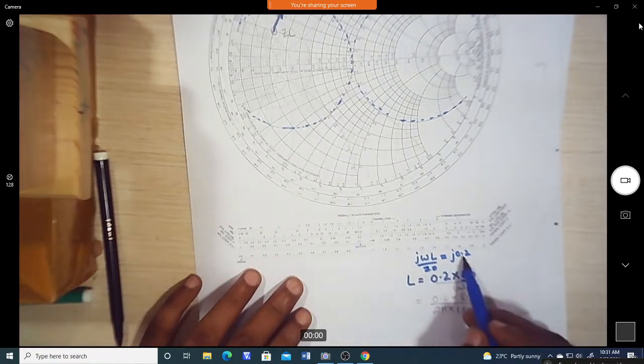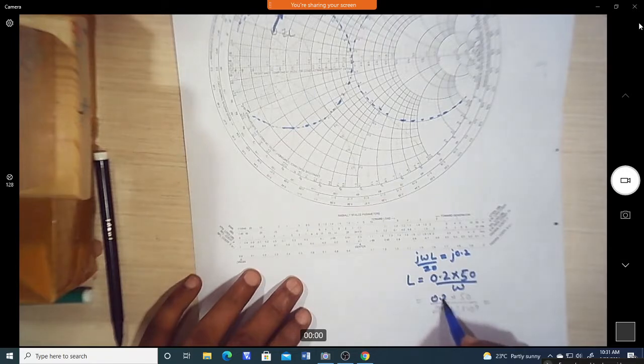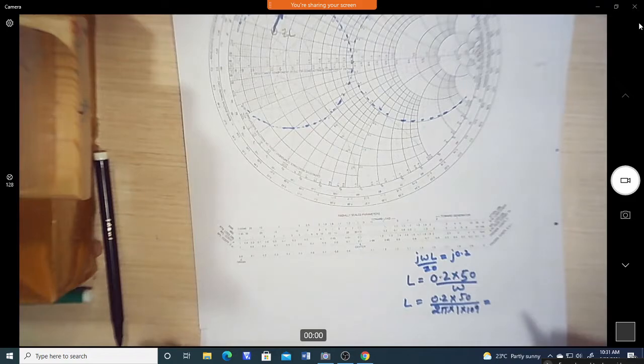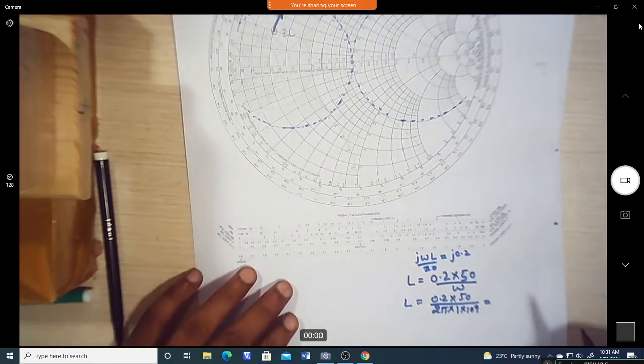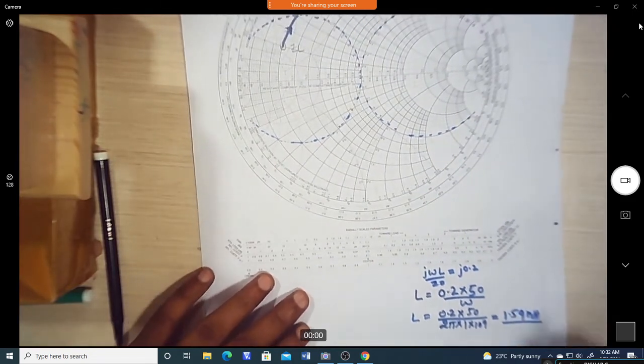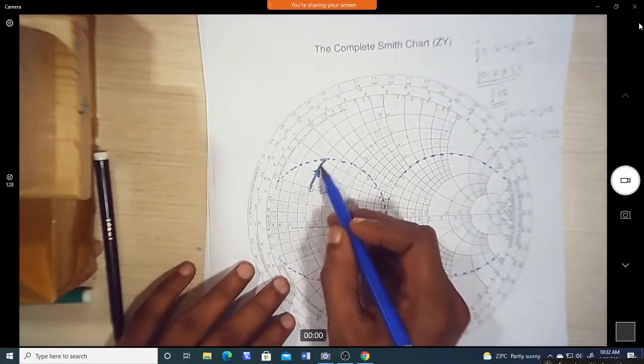So j omega L, the 0.2 into Z0 divided by omega, which is 0.2 into 50 divided by 2 pi into 1 into 10 power 9. So what is the value of L? Anybody got? 1.59 into 10 power minus 9. Okay, 1.59 nanohenry. So now this is the first element we have found out.